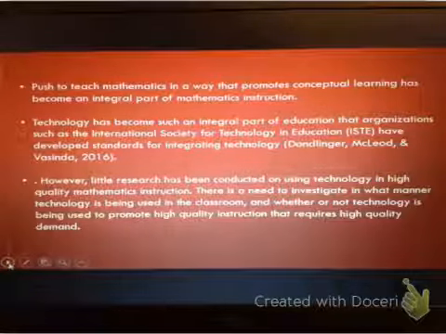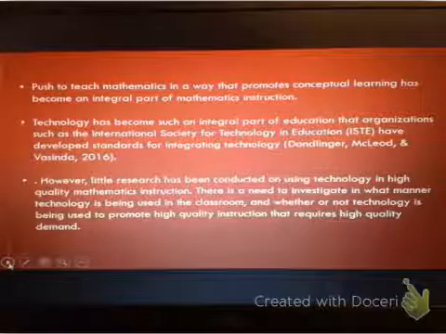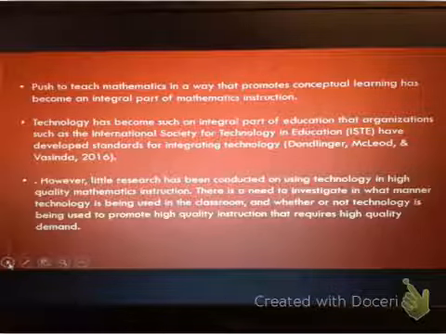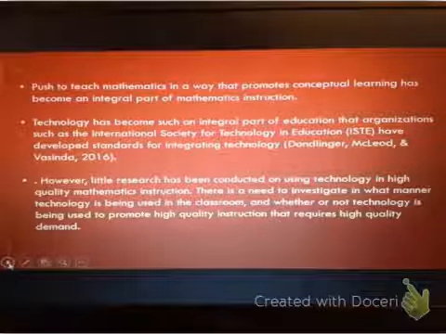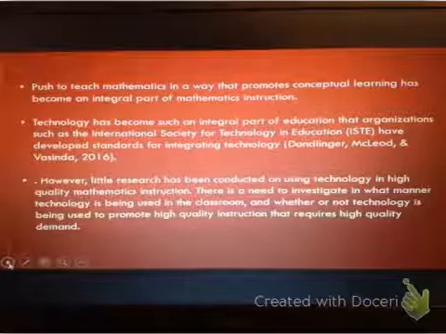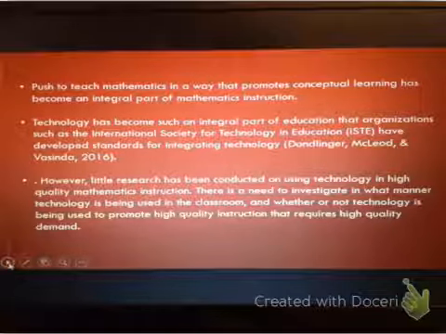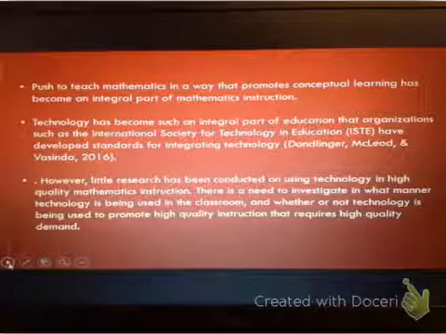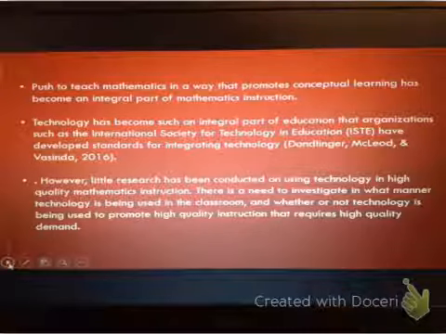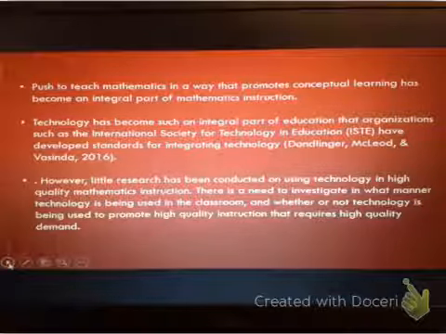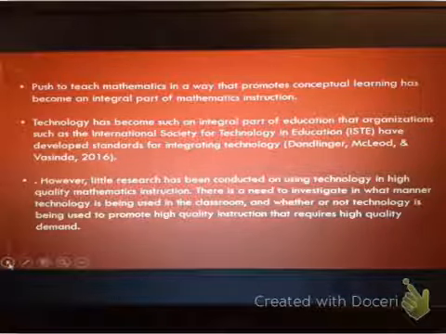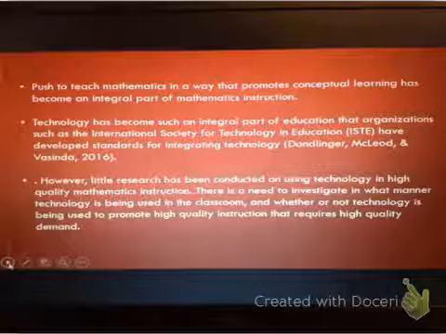So the push to teach mathematics in a way that promotes conceptual learning has become an integral part of our instruction, and we know this is teaching with a task. One of the most recent studies is that if you pick a high cognitive demand task, then the learning is more high skill, high problem solving. So you have that push.